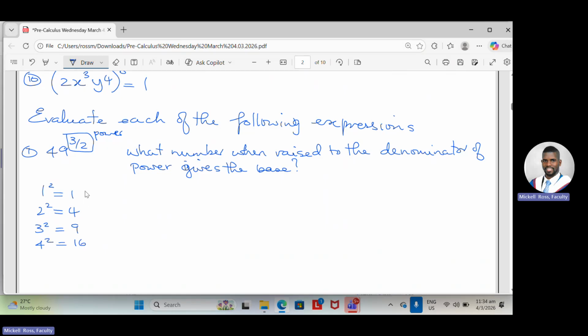Somebody might be asking, why are we squaring? Because the denominator of the fraction is 2. So I'm thinking of a number. One number is 1. Another number is 2. Another number is 3. Another number is 4. So I'm saying, what number, when I raise it to the denominator of the power, so if I take a number and raise it to 2, is it equal to the base? And we are recognizing that none of these numbers so far is equal to the base, so we can continue trying.